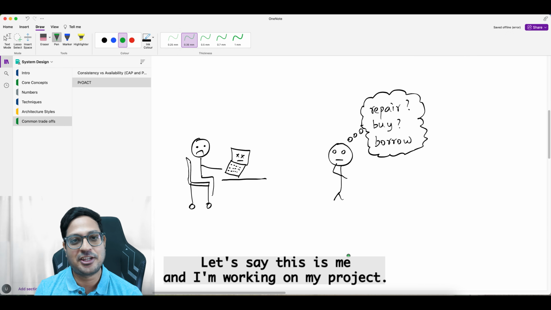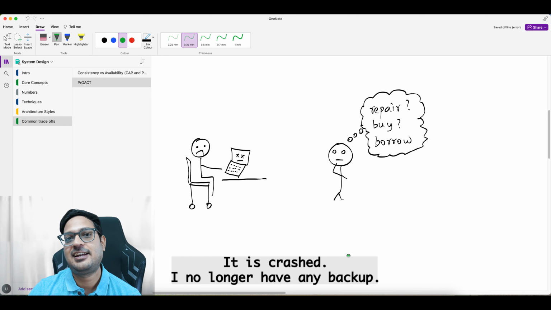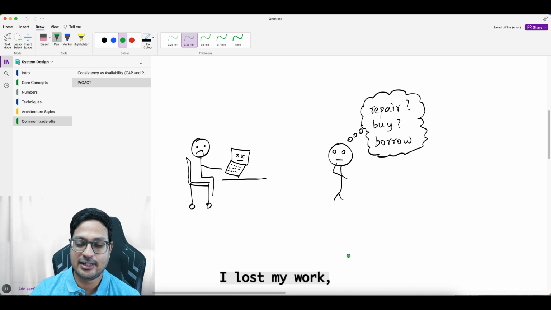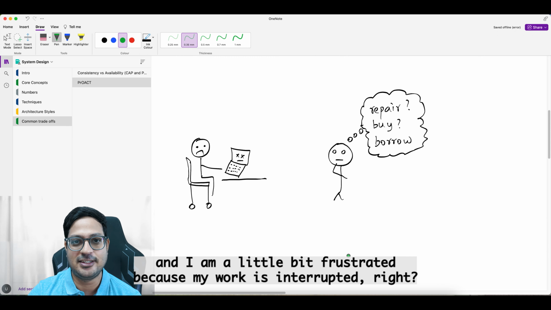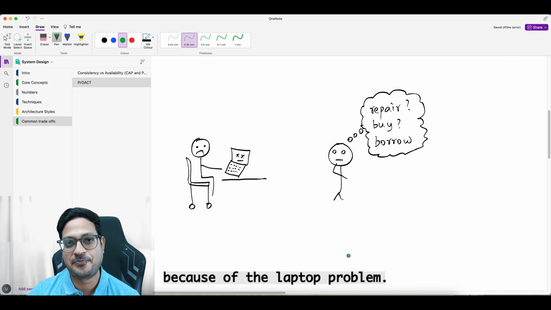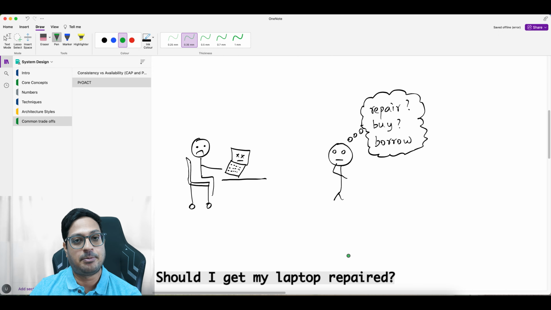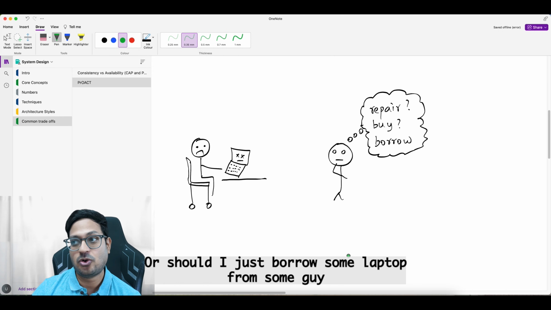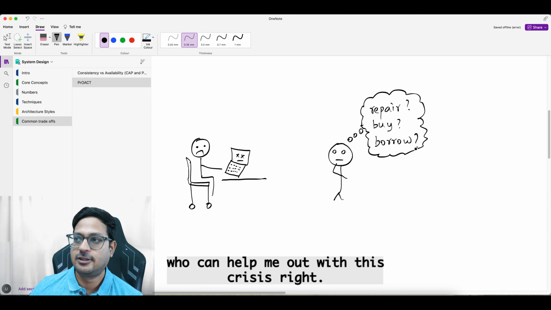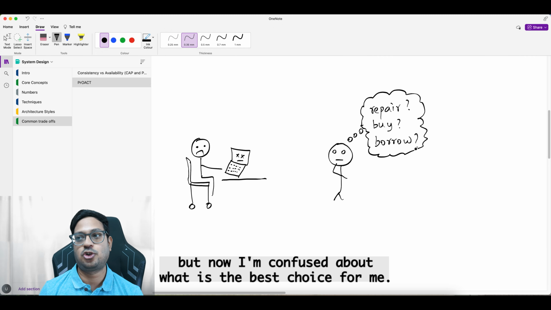Let's say this is me and I'm working on my project and suddenly my laptop decides to give away. It has crashed. I no longer have any backup. I lost my work and I'm a little bit frustrated because my work is interrupted. I had some amazing projects planned, but everything is now paused because of the laptop problem. Now I'm thinking, in order to get out of this situation, what do I do? Should I get my laptop repaired? Should I buy a new laptop, or should I just borrow a laptop from someone who can help me out with this crisis? So these are the things I'm thinking in my mind. I now have three choices, but I'm confused about what is the best choice for me.